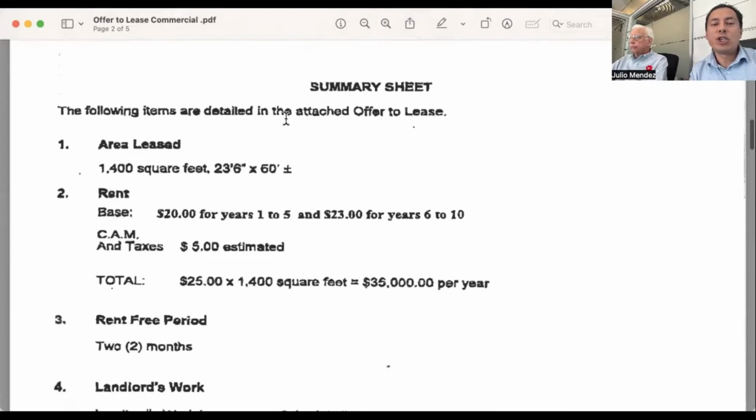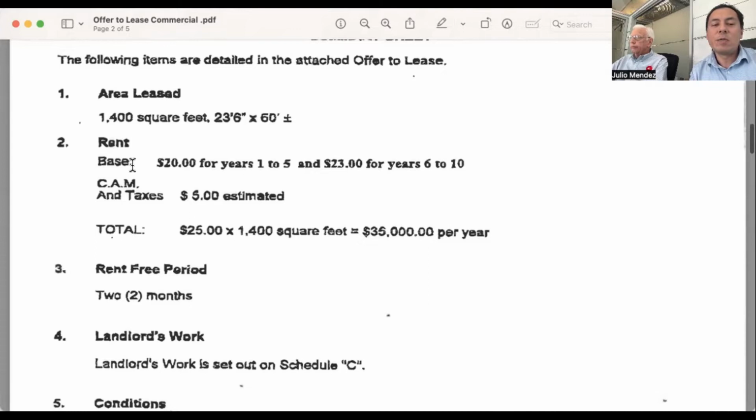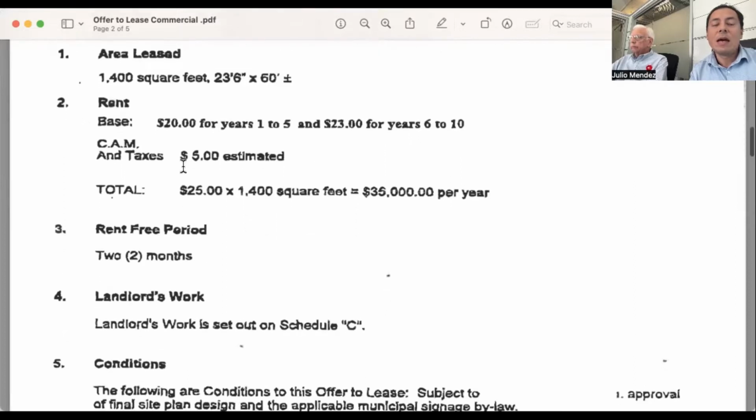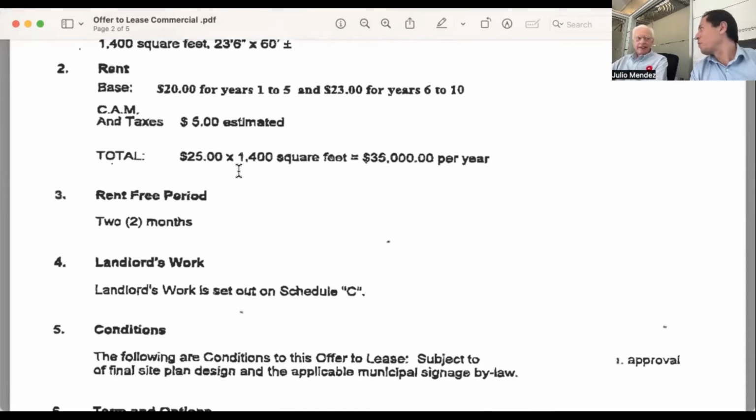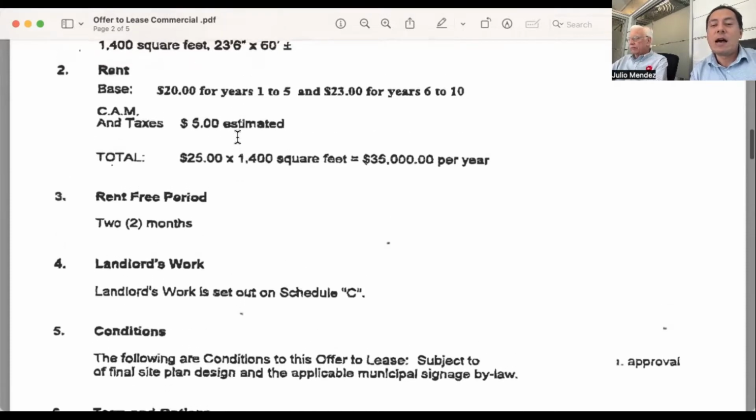First, they put a summary sheet with the area leased, which in this case was 1,400 square feet, and then here they put the base rent, which at the time was $20 for years 1 to 5 and $23 for years 6 to 10. The CAM and taxes. CAM is for plazas, correct, Terry? That's correct, sir. And taxes was $5 estimated at the time. You see, I still remember from my commercial lessons. Doing very well. And then here he put essentially the totals, which at the time was $25 times 1,400 square feet.